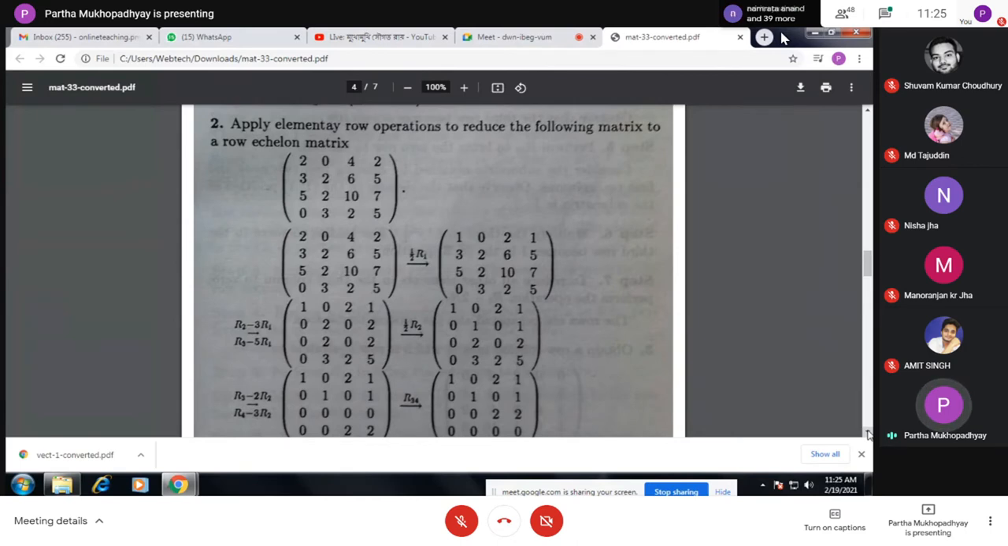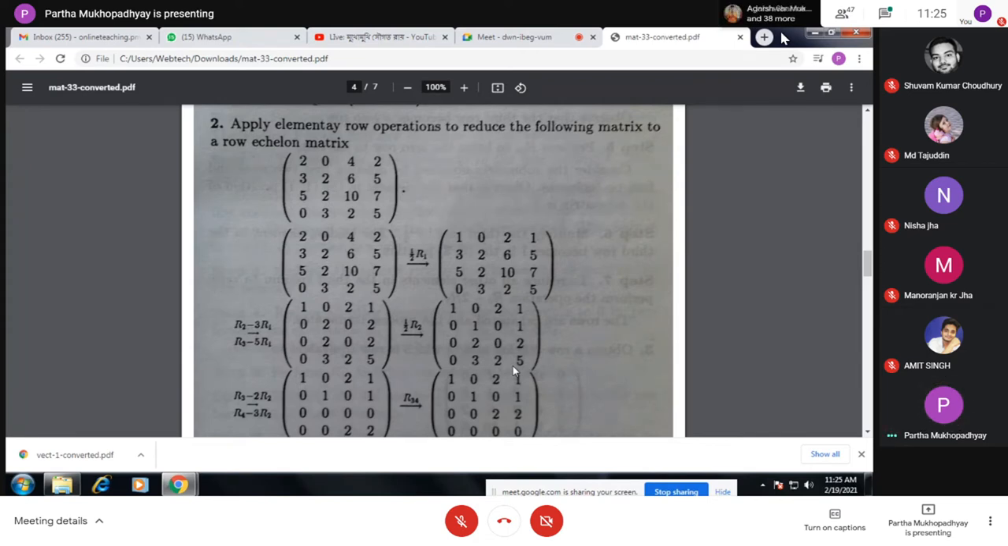So let us calculate this problem. Apply elementary row operations to reduce the following matrix to row echelon form. What are elementary row operations? All of you know. Tell me. Elementary row operations or elementary column operations, same thing, because any matrix can be transposed.